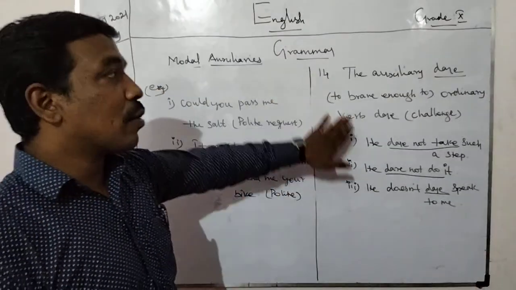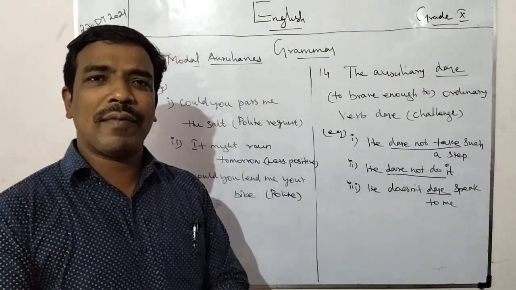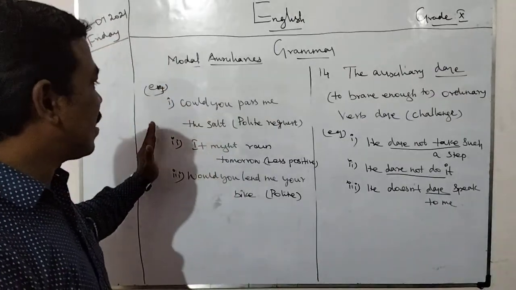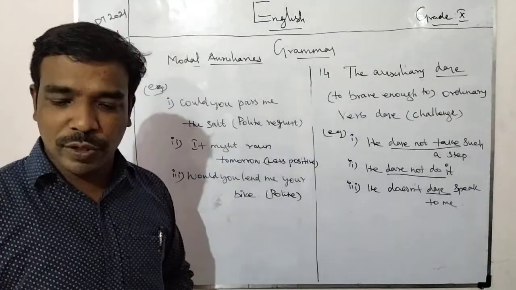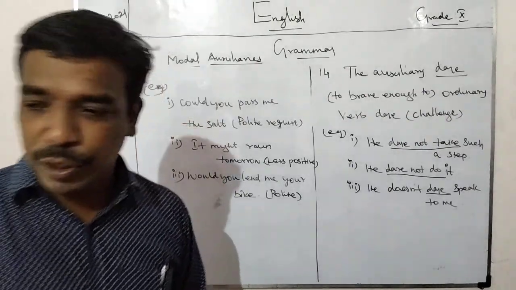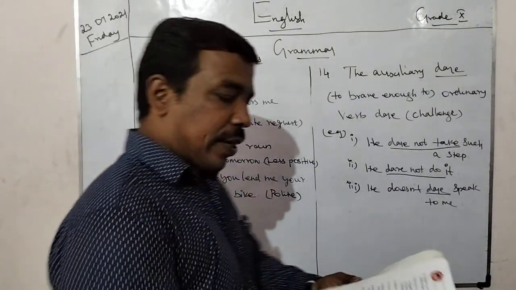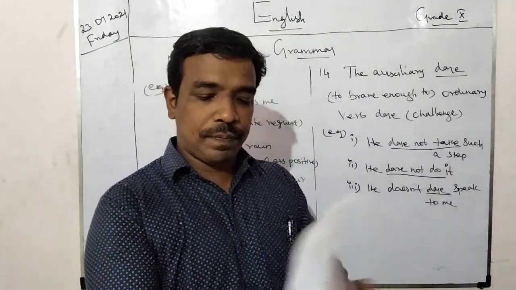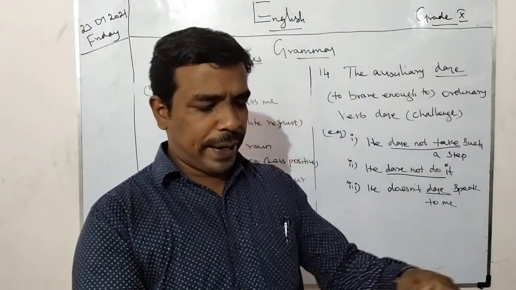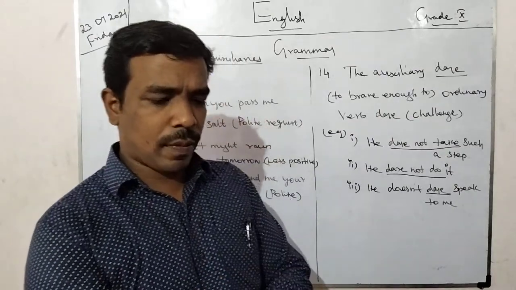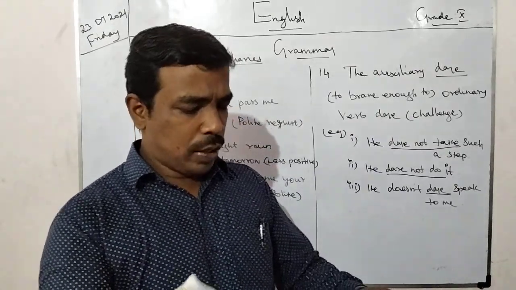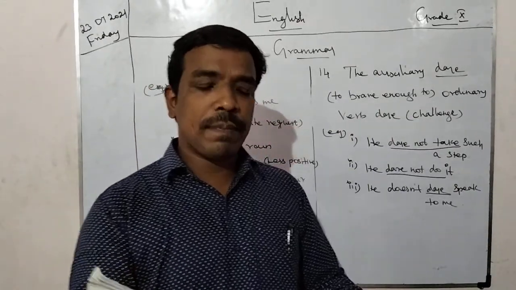So, 14 rules I gave you. 10th grade level, this much is enough. Then additional for your spoken English, I gave 3 words. Okay, all of you take your textbook. It is page number 12.